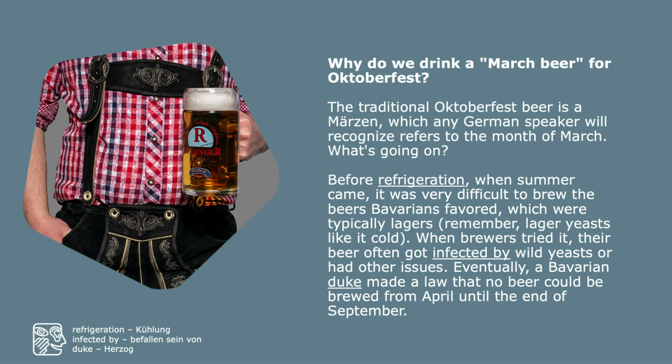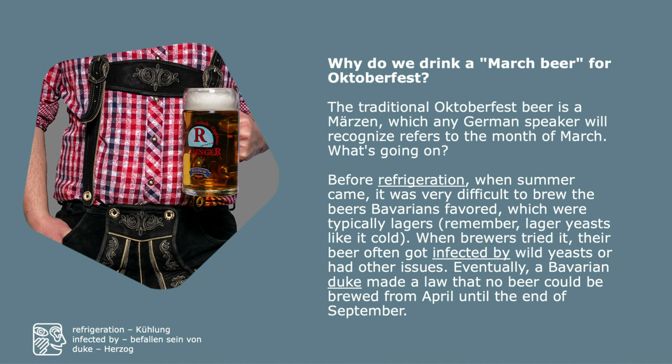Why do we drink a March beer for Oktoberfest? The traditional Oktoberfest beer is a Märzen, which any German speaker will recognize refers to the month of March. What's going on? Before refrigeration, when summer came, it was very difficult to brew the beers Bavarians favored, which were typically lagers. Remember, lager yeasts like it cold. When brewers tried it, their beer often got infected by wild yeasts or had other issues.